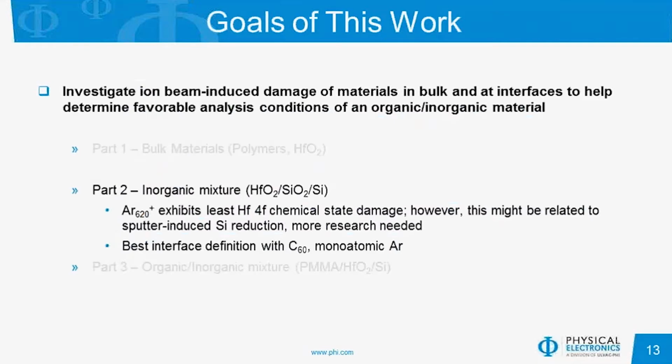And so to wrap up the second part of this talk, we used, again, several ion beams to sputter through an inorganic stack material. We found that the best interface was defined with the C60 and monoatomic argon. However, we saw the largest amount of chemical damage using those beams. With the argon 620 GCIB setting, we observed the least amount of hafnium 4f chemical state damage. We're still investigating the effect of the possible silicon reduction, and we will do some more research on that.